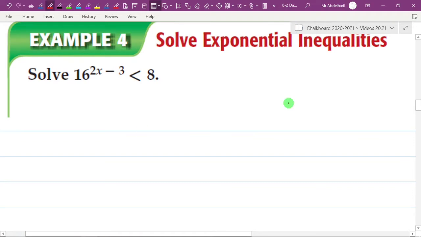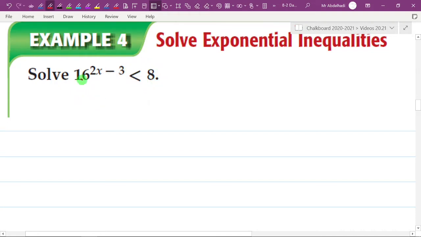So we need to find a common base for 16 and 8. Now, you might think 4 might work, but the truth is, yes, 4 squared would give you 16, but there's no power of 4 that gives you 8, so don't fall for that. It wouldn't work for 4.